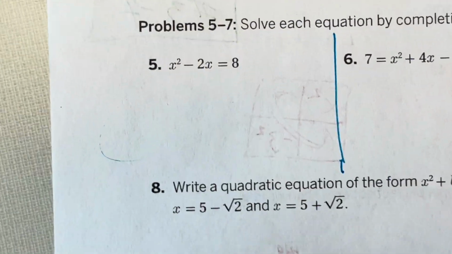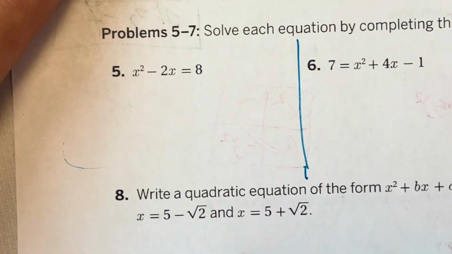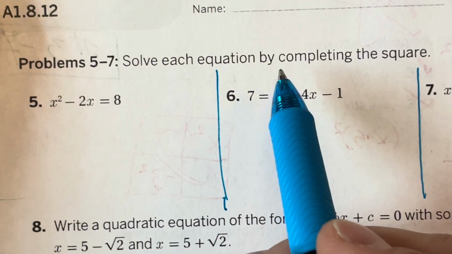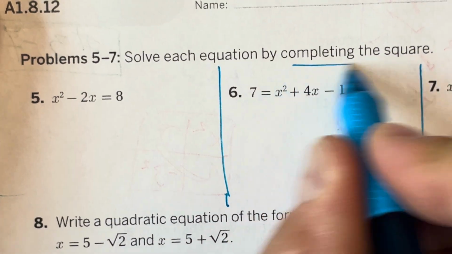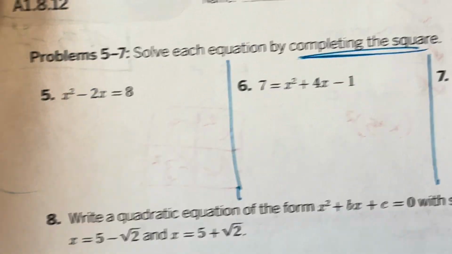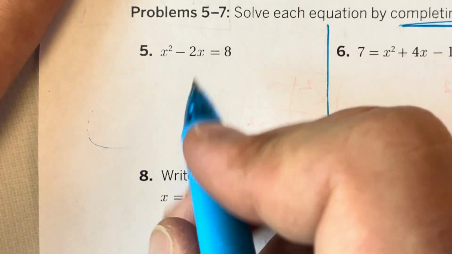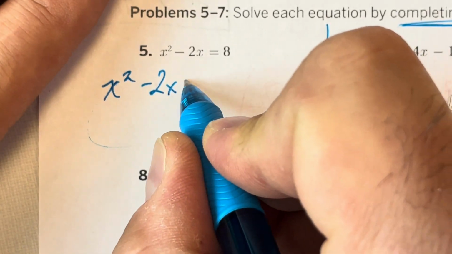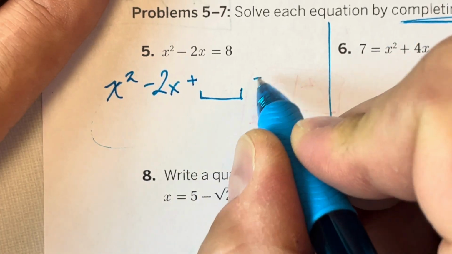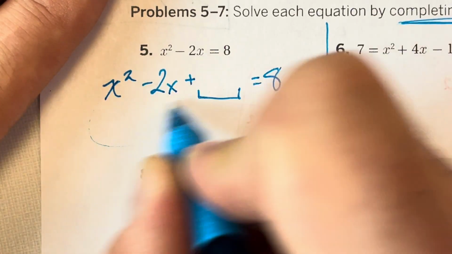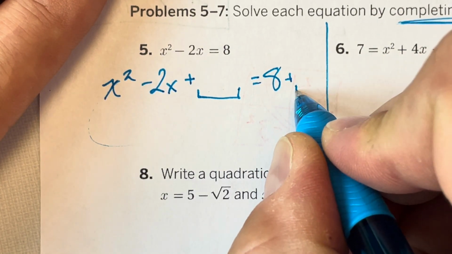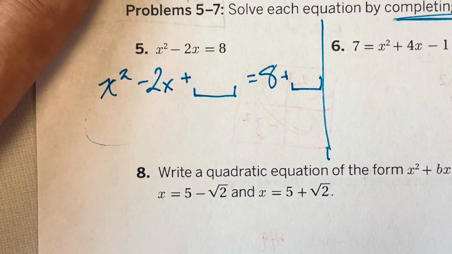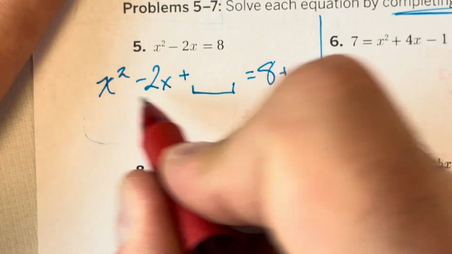So that's why I'm going to block it off. Now, it says solve each equation by completing the square, because it's telling us the method. So if I want to take this and complete the square, I'm going to write it as x squared minus 2x plus a mystery number that equals 8. I'm going to build that in, and whatever I add there, I'm going to have to add on the other side. Okay, so let's think about this.